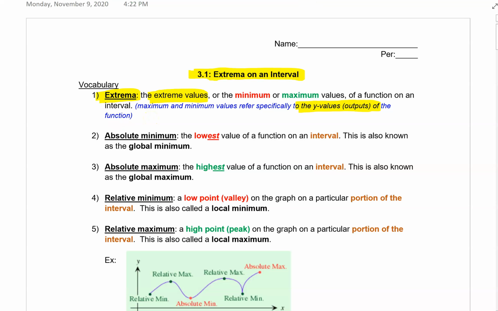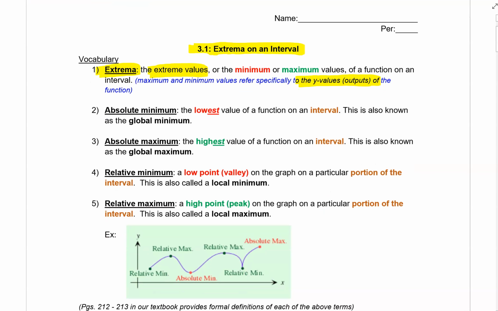So we've got four different kinds. We've got absolute min and absolute max, and then we have relative min and relative max. The main difference between absolute and relative is that absolute is the lowest. When I'm talking about a minimum, no y value gets lower than the absolute minimum. And the absolute maximum is the highest. No y value gets higher than the absolute maximum of a function on an interval.